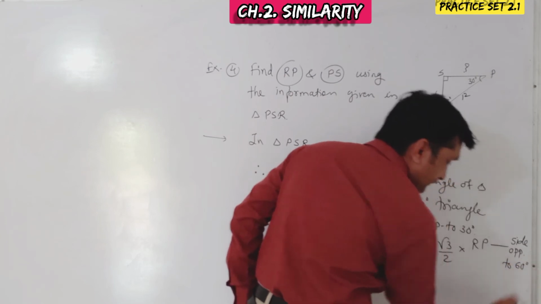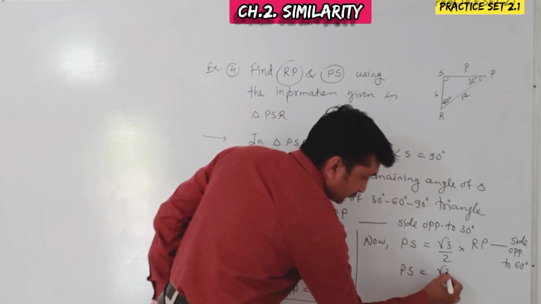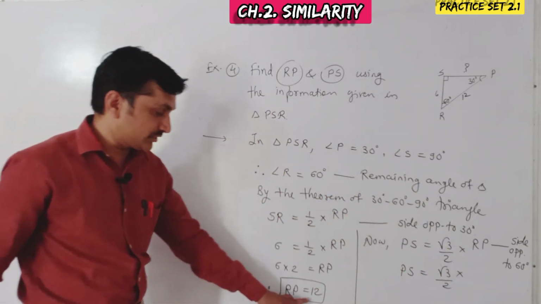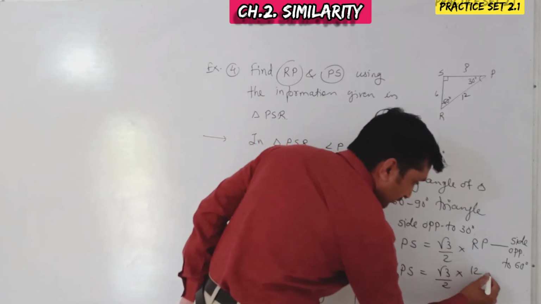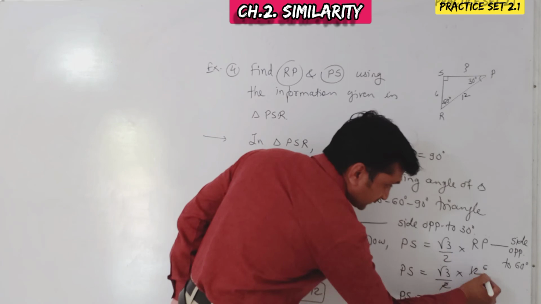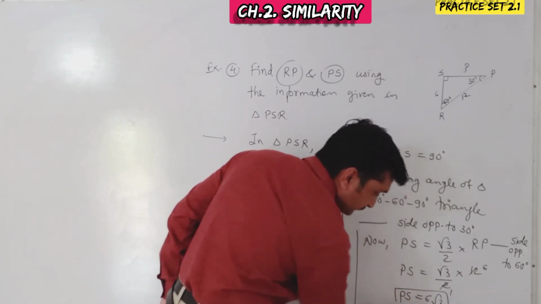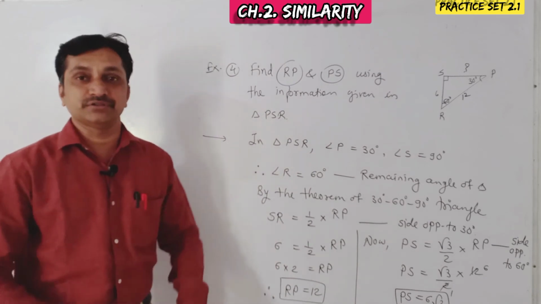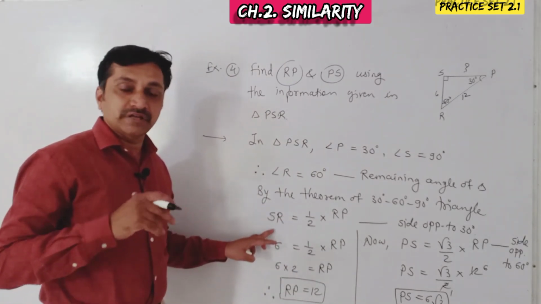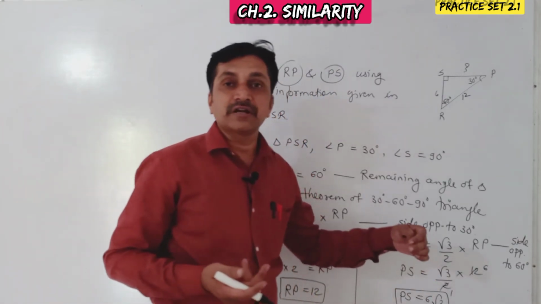Now put the value. PS we don't know. Root 3 upon 2 multiplied by RP, which we know now. RP we got here 12. Therefore here I write 12. PS is equal to, now reducing by 2, 2 sixes are 12, so 6 root 3. In this way we got the second value PS also. RP we got by using the side opposite to 30 property, and PS we got by using the side opposite to 60 property.